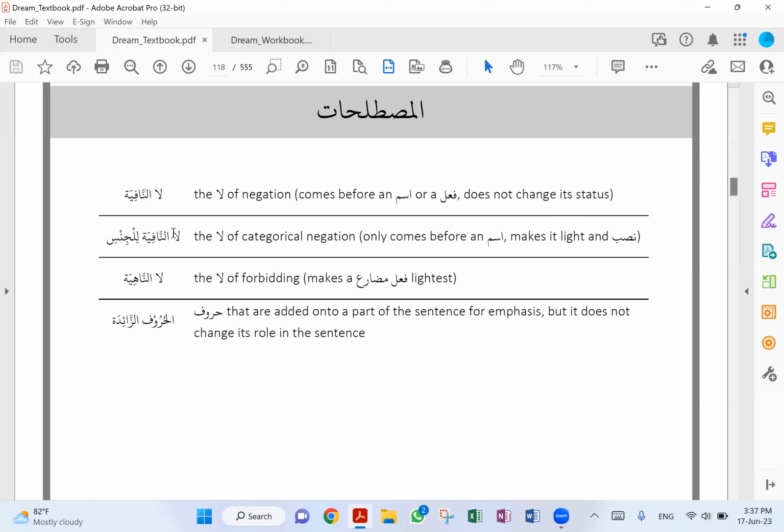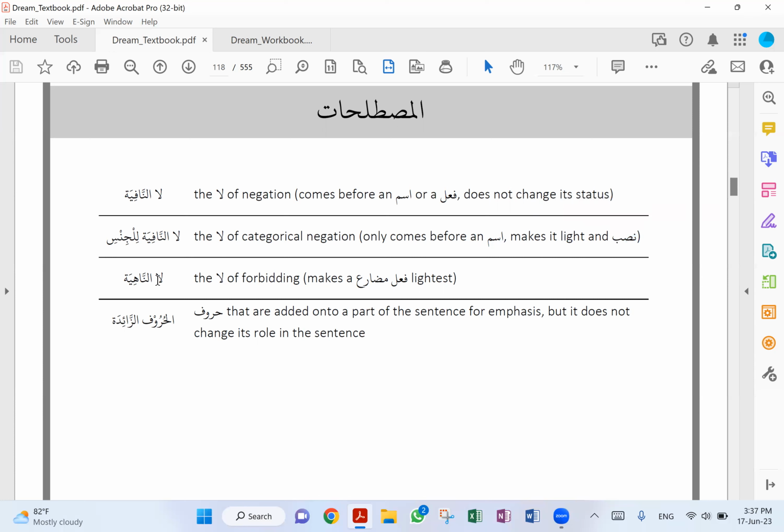And then you have la an-nafiyatu lil jins, which means the la of categorical negation. So this means absolutely no. It has no room for any exception. Like it's a complete no. Okay. And when this comes, it only comes before an isim, and it makes the isim light and nasab. And we're going to look at some examples of that as well.